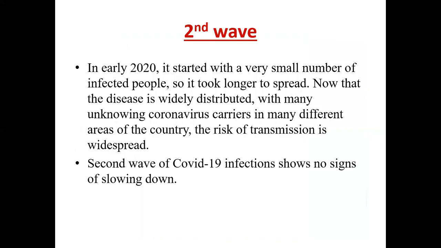After following precautions and lockdown, the number of COVID cases started decreasing. As a result, people started being careless, which resulted in the second wave of COVID-19. Many unknown coronavirus carriers in different areas of the country spread the risk of transmission. The second wave of COVID-19 infection shows no sign of slowing down.